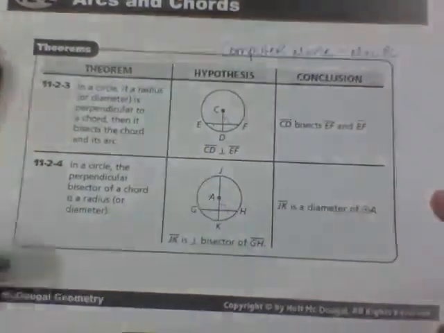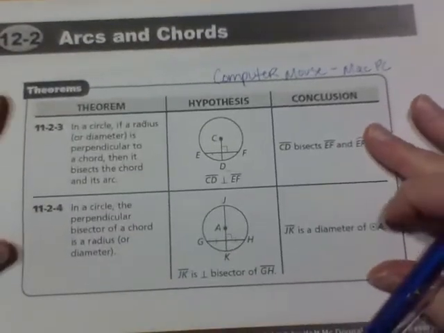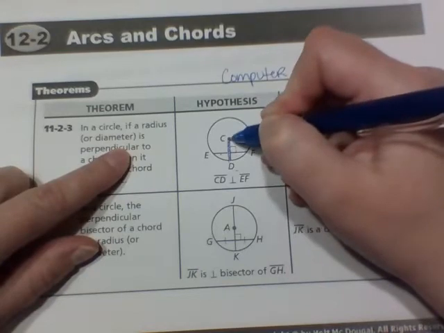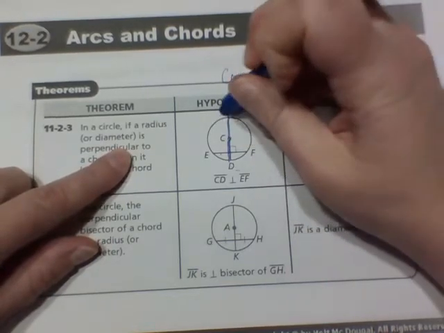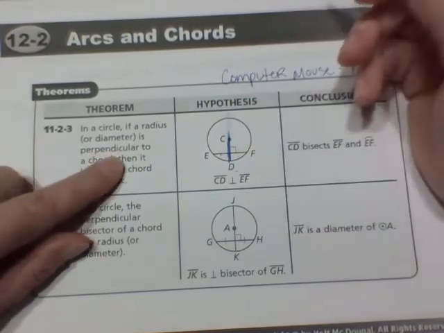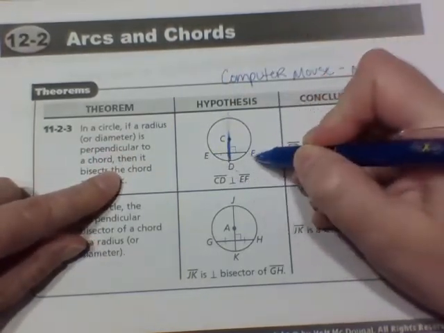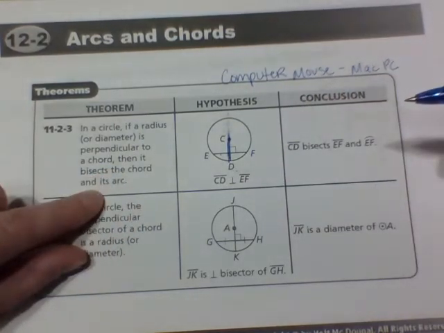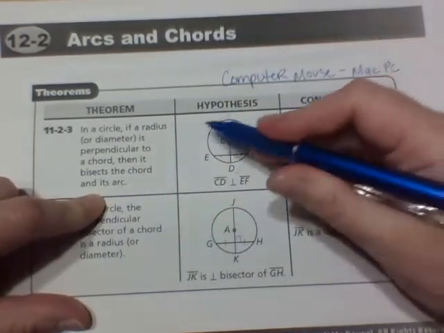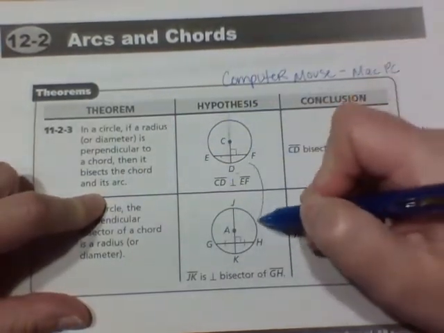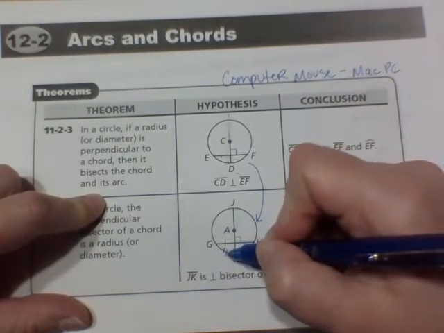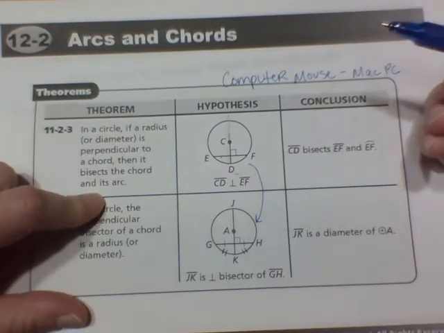So the idea in the computer mouse theorem is that in a circle, if a radius or a diameter, because a radius is technically part of a diameter, so we could just extend that line if we want. Either way, if that radius is perpendicular to a chord, which in this case is EF, then it bisects the chord and the arc. So officially, this setup leads to this idea that this is bisected, so congruent, and also the arc here as well.